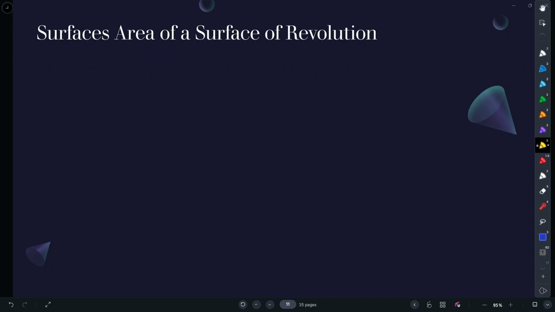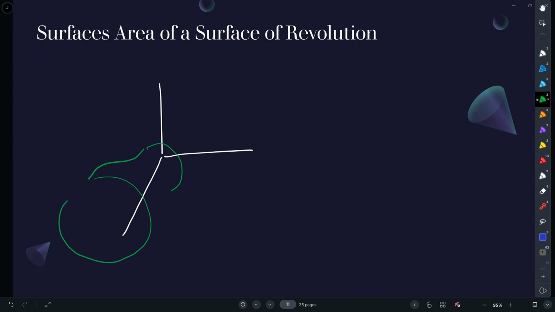Okay, so now we also talked about surfaces of revolution. Remember that a surface of revolution is something like this. We take a graph in x, so something like this, and then I rotate it about the x-axis, like so. It doesn't look much like a surface of revolution, but now we want to figure out what is the surface area of a surface of revolution.